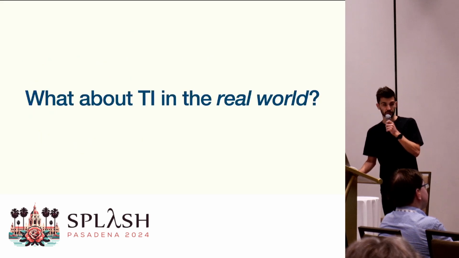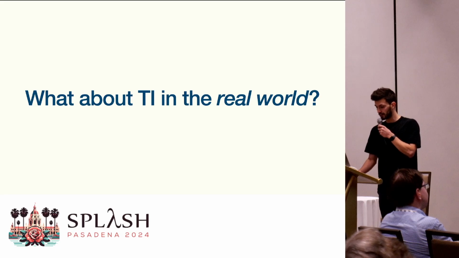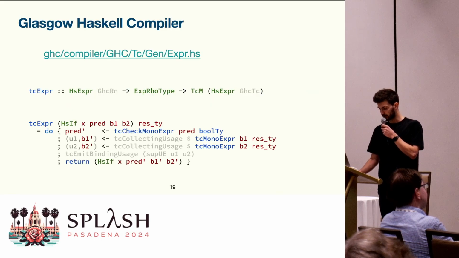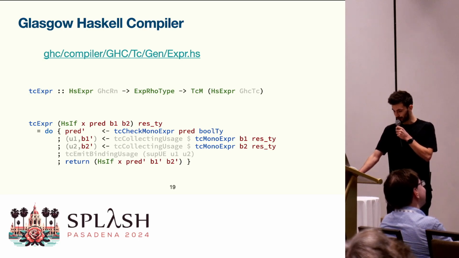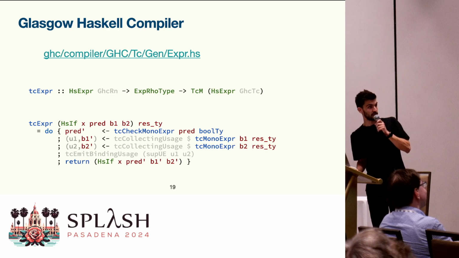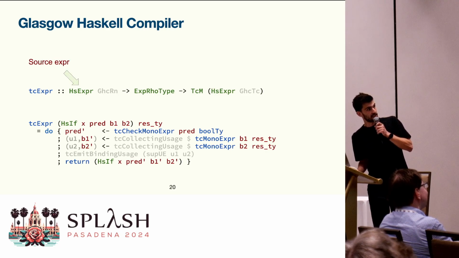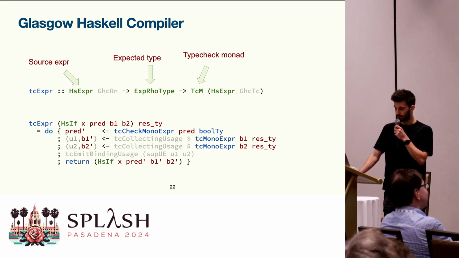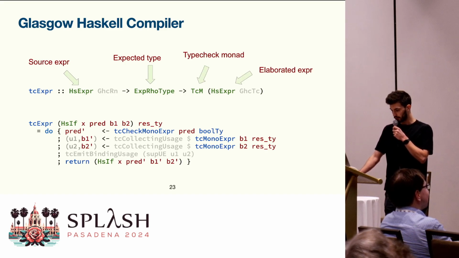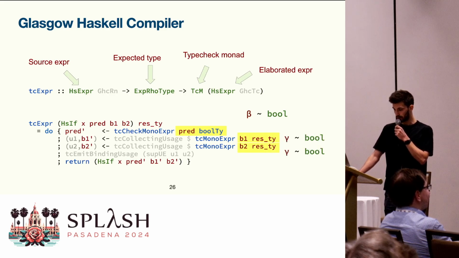But what about type inference in the real world? Does it use this style of constraint-based type inference? Well, it turns out GHC uses this, and they've spent a lot of PhD students trying to figure out the best way to do type inference. So I'll just walk you through what GHC does. It takes a source expression here, an expected type, and then it has this type checking monad to return an elaborated expression. And this is really what we've been doing now. So this is the if case we're looking at. We're equating the predicate to be a Boolean, just like before, and then we say that the two branches should equate to bools.